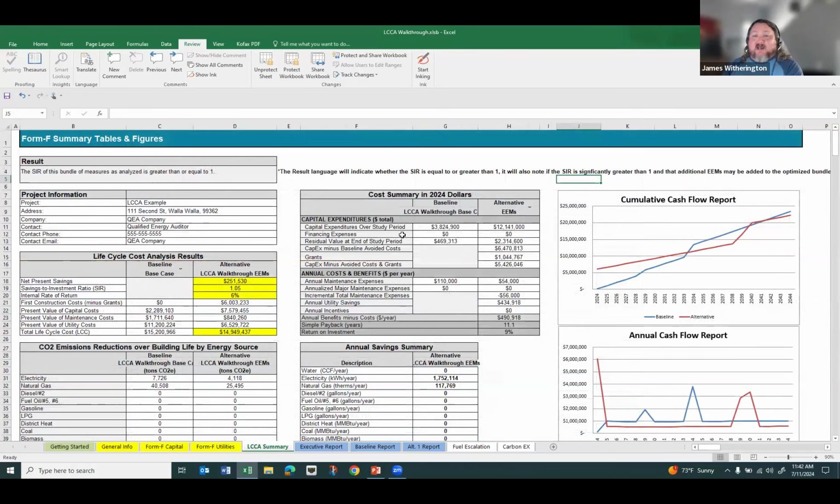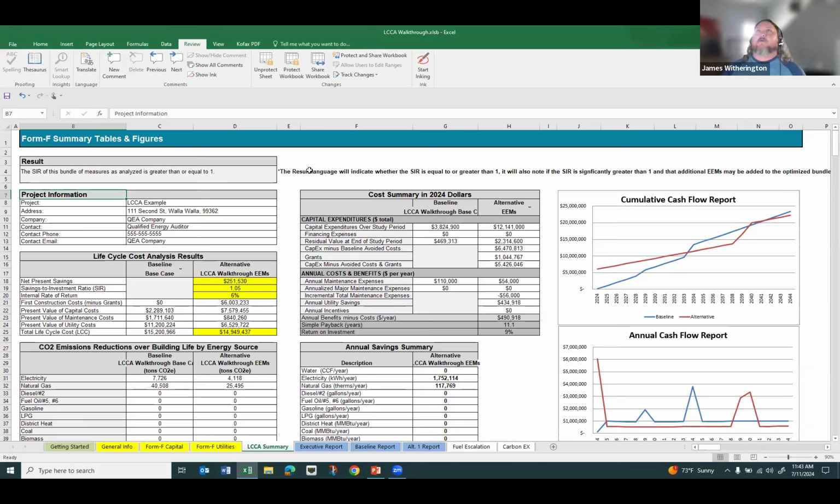So this is your summary tab. There's a lot of data here. A few things I definitely really want to point out here is this result at the very top. It will give you a message. It'll tell you if the SIR is greater than or equal to 1. It'll tell you if it's less than 1, but it can also tell you in some instances where the SIR is significantly greater than 1.